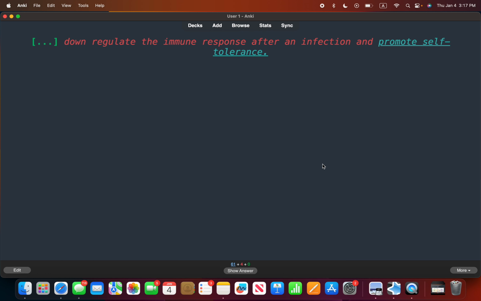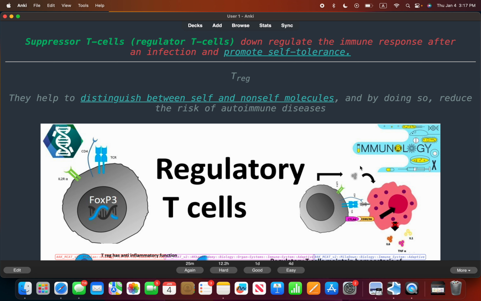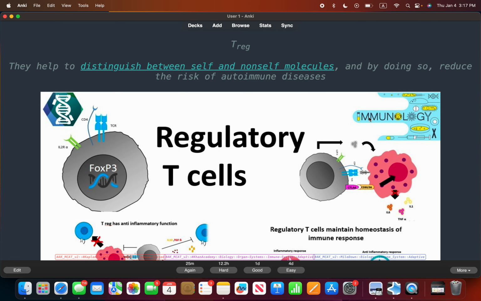So what downregulates the immune response after an infection and promotes self-tolerance? It should be the suppressor T cell, the regulatory T cell. It downregulates the immune response after an infection and promotes self-tolerance. You also write them as Treg, like T-Rex, but they help to distinguish between self and non-self molecules, and by doing so reduce the risk of autoimmune diseases. So if you're asked what could possibly reduce the risk of MS or Hashimoto's disease, two good examples of autoimmune disease, then you know that it is the regulatory T cells. They reduce the risk of autoimmune disease.